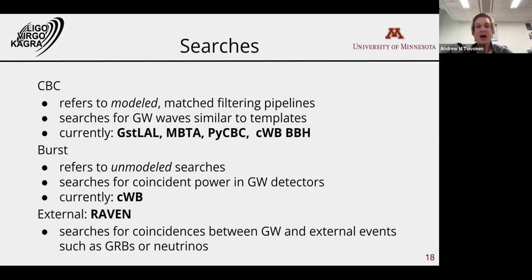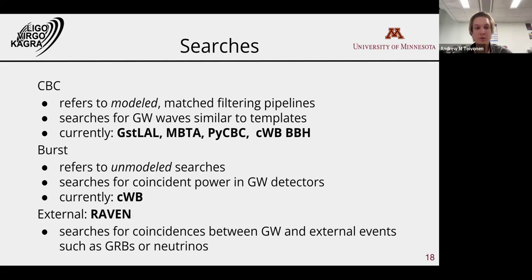Okay, so on to actual gravitational wave searches. We've talked about why we care and brief differences between different sources, but now let's talk about how we actually find these. So we have two main types of searches, CBC, which are modeled searches, and these are matched filtering pipelines. And so they are specifically searching for gravitational waves similar to templates, which would be CBC. These are compact object merger waveforms that have been generated based on our understanding of general relativity.